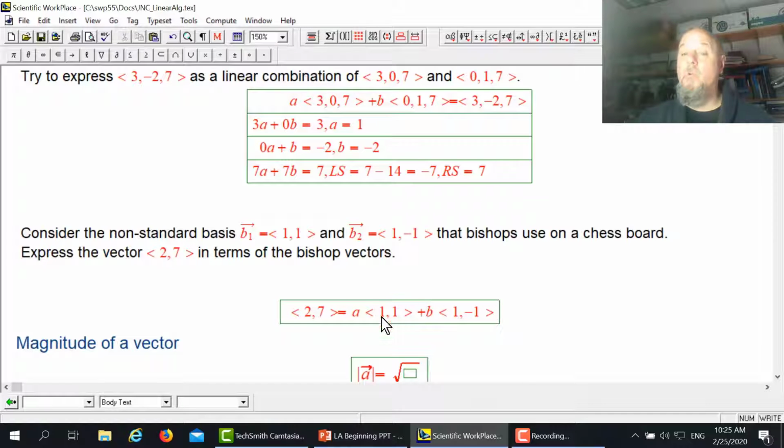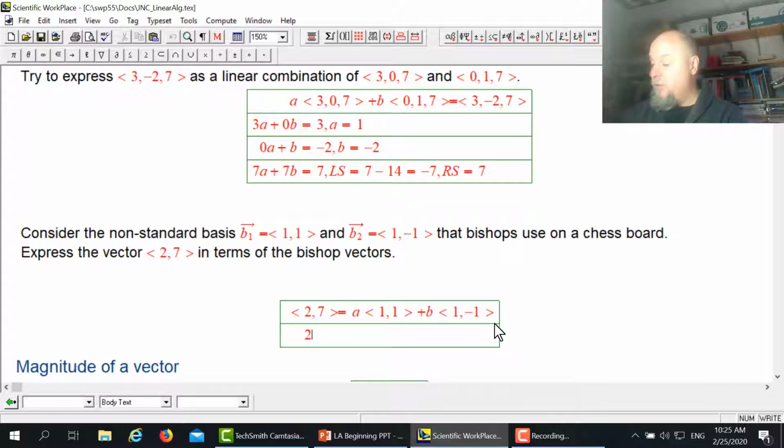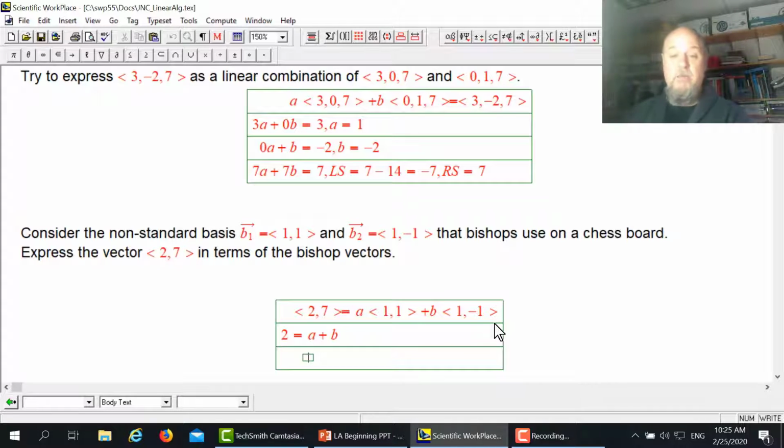Now I know this is going to work because up here the example failed because I had too many equations to satisfy and I couldn't do it with the two variables a and b. But here I'm going to have two equations. The first equation is 2 is equal to a plus b, and the second equation is 7 is equal to a minus b. So two equations, two unknowns, they're two linear equations. I can solve this for a and b. How am I going to solve these? I'm going to take those two equations and add them together.